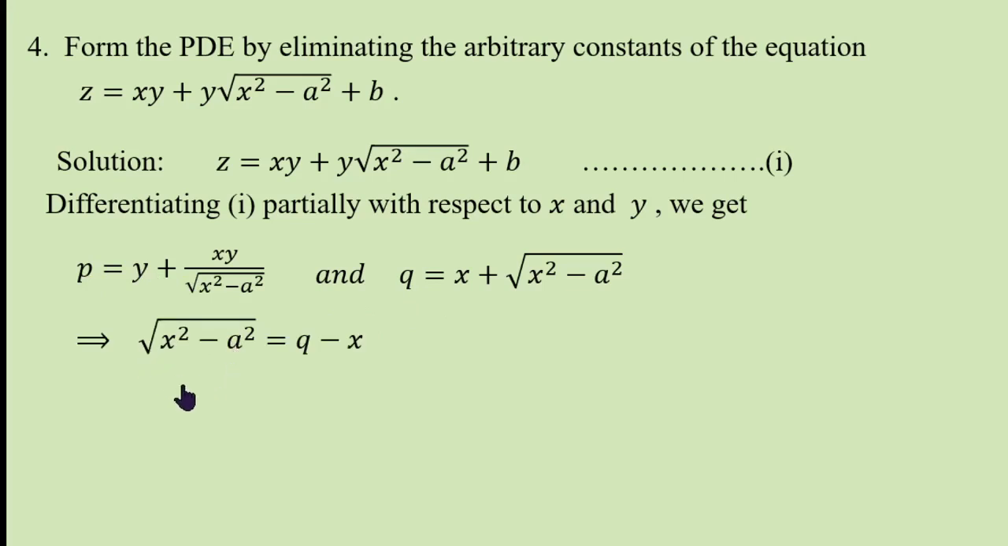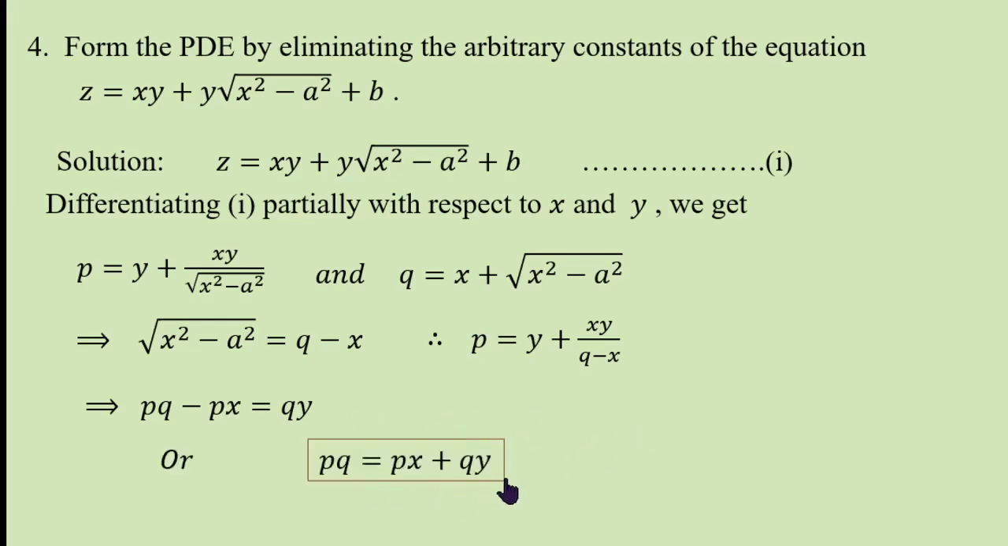Therefore, p equal to y plus xy divided by root x square minus a square, that is q minus x. Now multiply throughout by q minus x. pq minus px equal to yq minus xy plus xy. Minus xy plus xy cancels. So it becomes pq minus px equal to qy, or you can write pq equal to px plus qy is the required PDE.